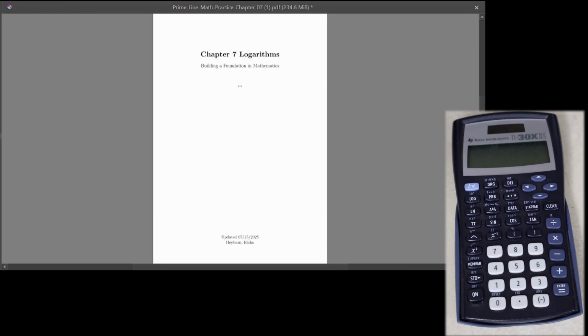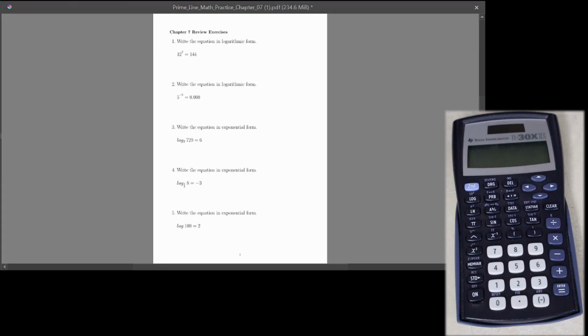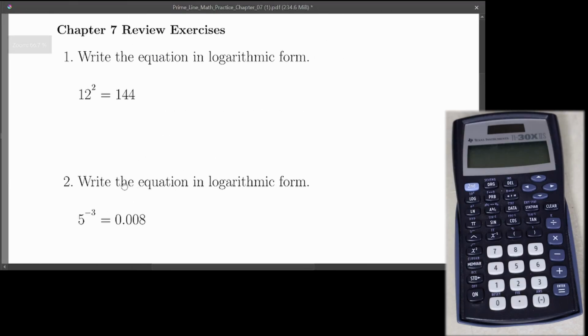Chapter 7, Logarithms. Okay, so logarithms is a way to approach or explore accessing just the exponent values.